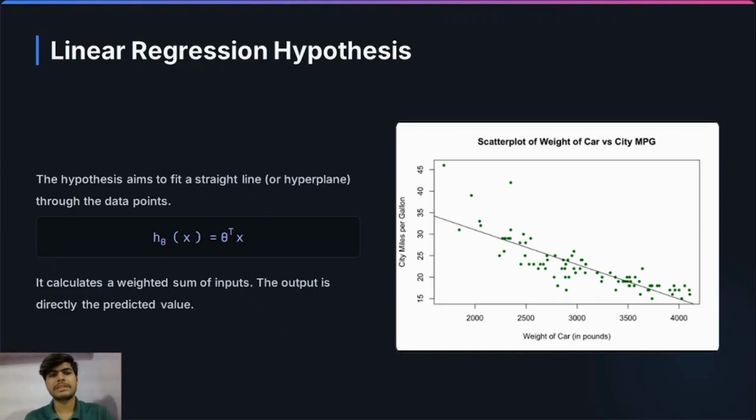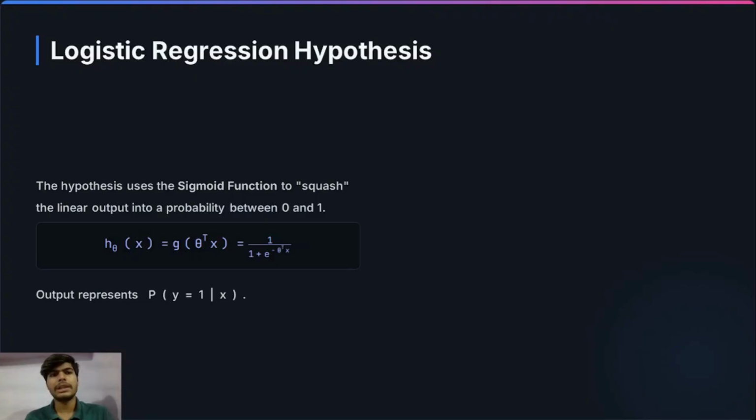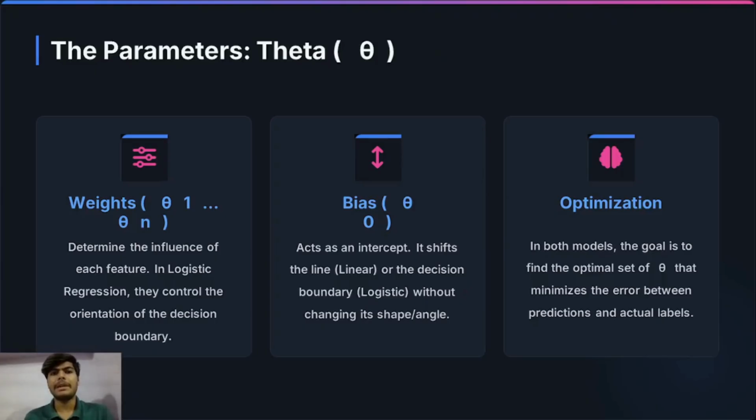Linear regression hypothesis. The hypothesis aims to fit a straight line or hyperplane through the data points. It calculates the weighted sum of inputs. The output is directly the predicted value. Logistic regression hypothesis. The hypothesis uses the sigmoid function to squash the linear output into a probability between 0 and 1. The output represents P(y = 1 | x).